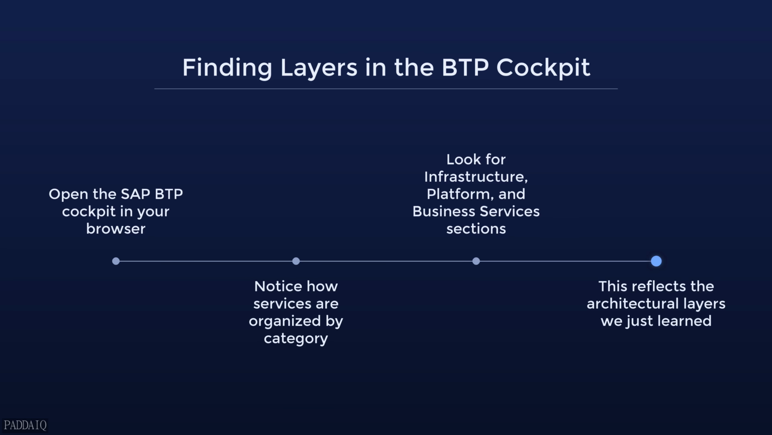This reflects the architectural layers we just learned. In simple terms, the cockpit's layout mirrors the architecture, showing global accounts, directories, and sub-accounts. For example, a global account might represent your company, with directories for regions and sub-accounts for teams. This structure helps you organize and manage resources effectively across different levels, just as the architecture outlines.